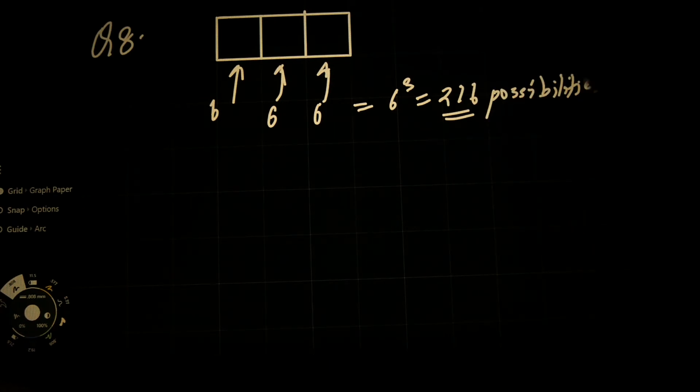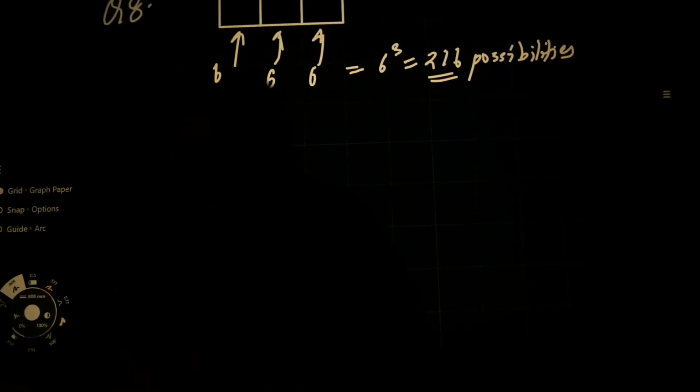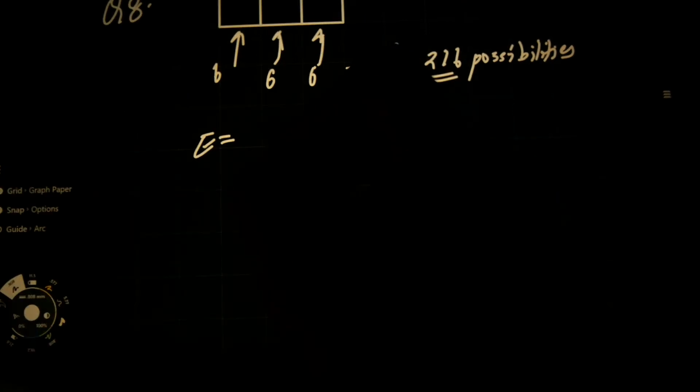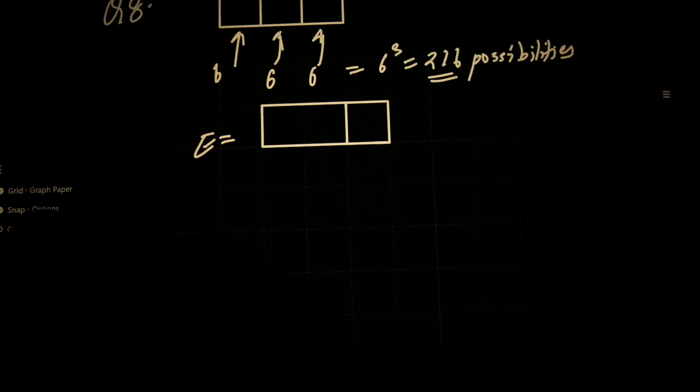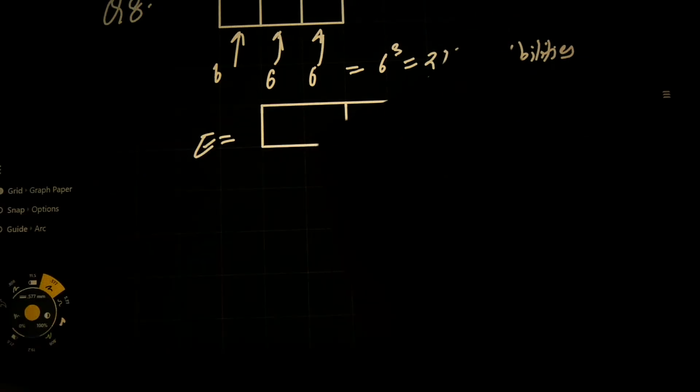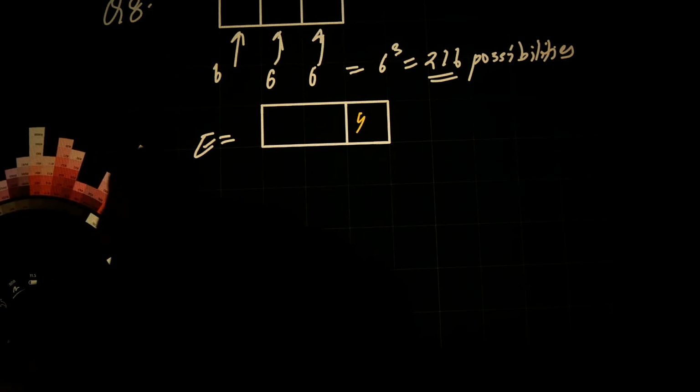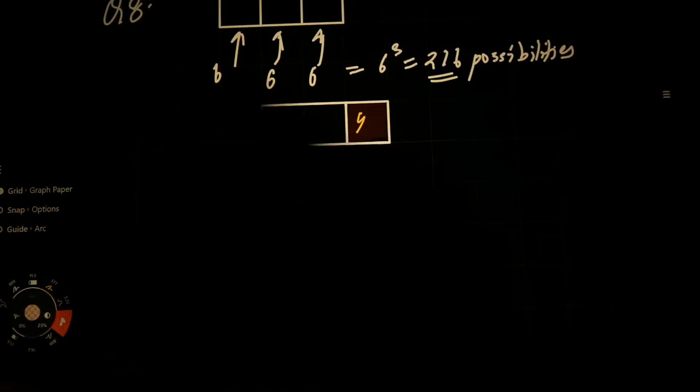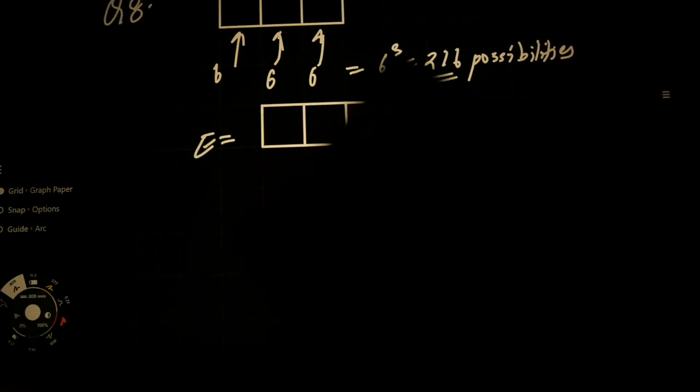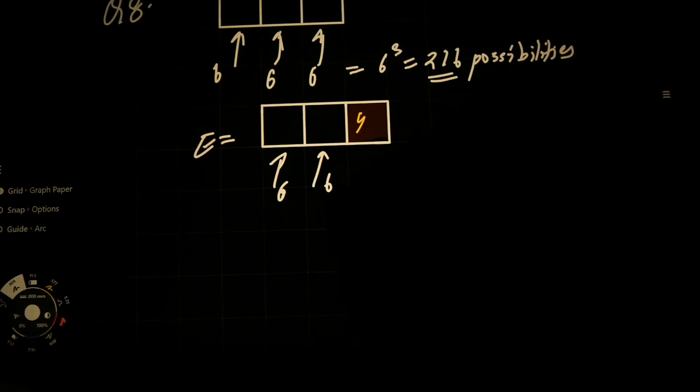Okay. Now, what is condition E given as? 4 appears on the third throw. If 4 appears on the third throw, which means this position is filled with 4, and you can't change anything about this. So 4 is completely filled. So the next 2 can be filled in how many ways? This can be filled in 6 ways. This can also be filled in 6 ways. So there is a total of 36 different possibilities in this case.